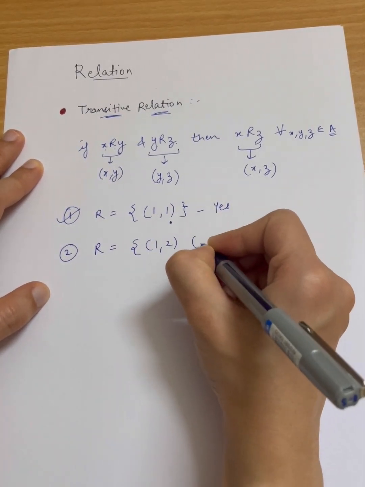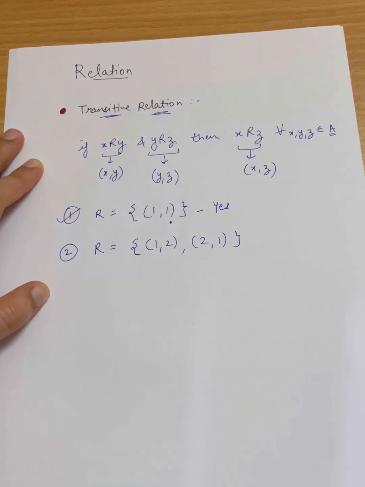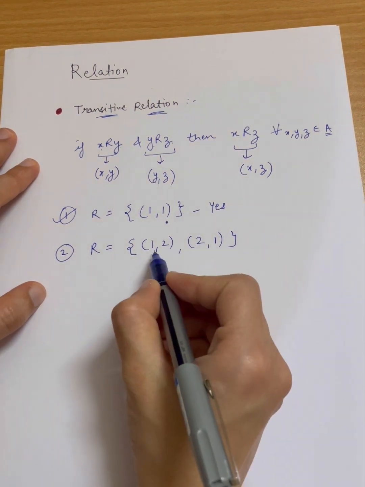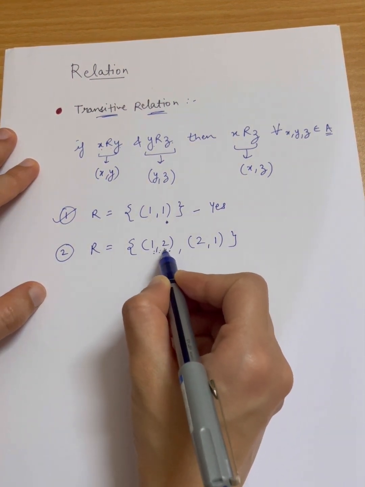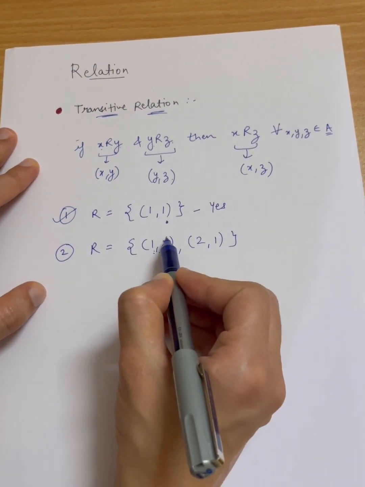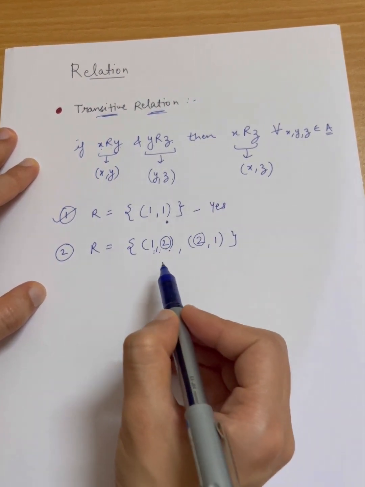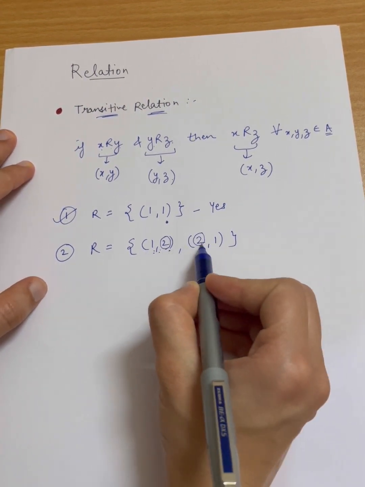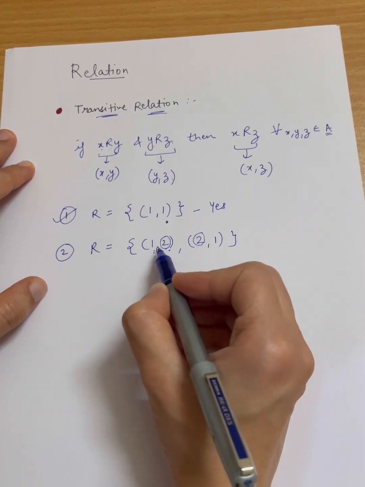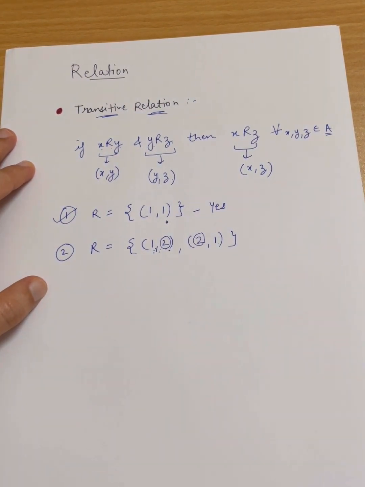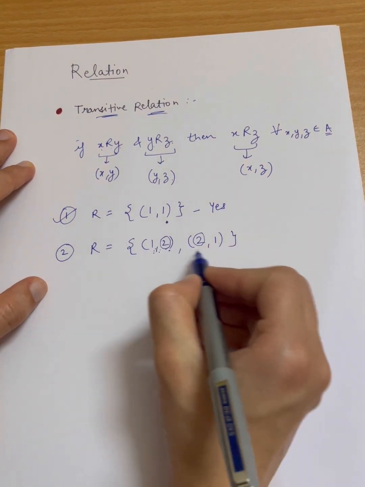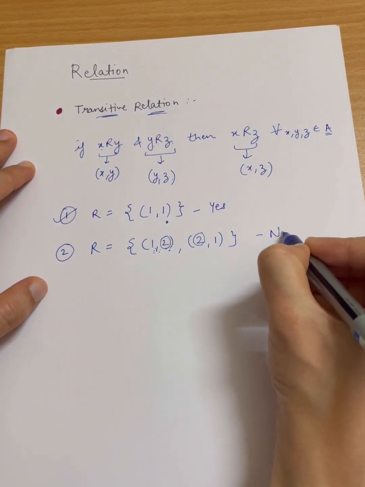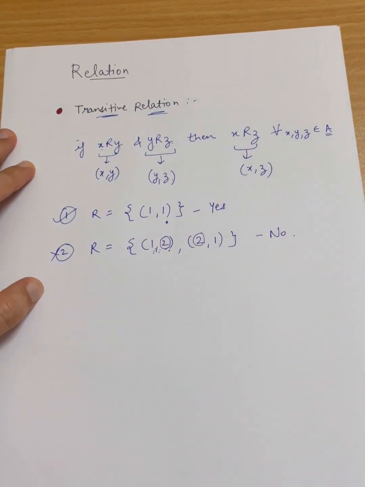Suppose we have (1, 2) in our relation and (2, 1) in our relation. Is it a transitive relation? Now think about it. If (x, y) is present and (y, z) is also present, then (x, z) should be present. If (1, 2) is present and (2, 1) is present, then (1, 1) should be present. So this does not follow the transitive relation. So this is not a transitive relation.